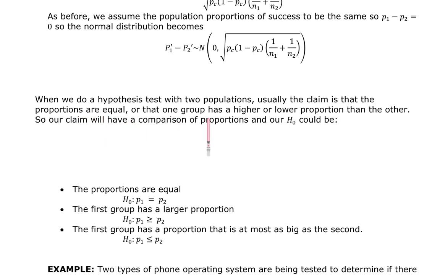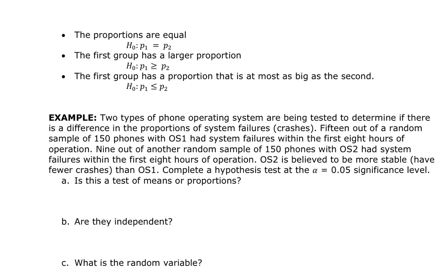When we are doing a hypothesis test on two populations, usually the claim is that the proportions are equal, or that one group is higher or lower than the other. And so our claim for the comparison of proportions, H naught, would be something like this. H naught is that they're equal, H naught is that one is greater than or equal to the other, and H naught is that one is less than or equal to the other. That means our Ha will be the opposite of each and every one of these, kind of like we did in our previous example with our means in 10.1.